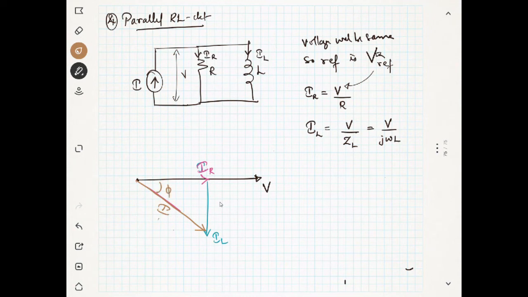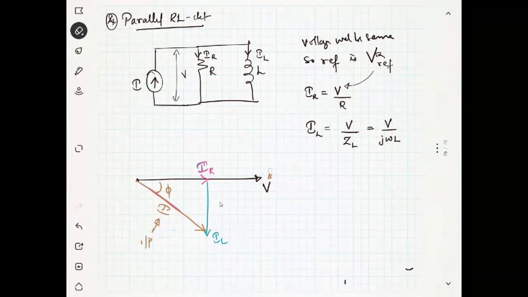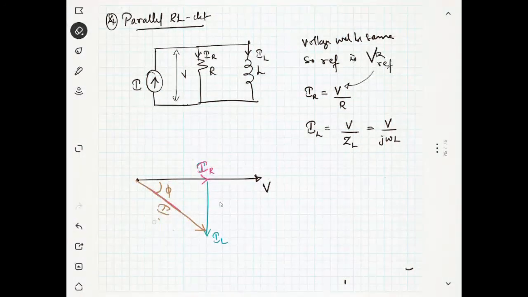Okay, now this is my input, the input is my current, and this is my output. The output, we put the output always as reference. No, it's not like that. Okay, you can avoid this convention. I think that's better. I can talk in a different way also.